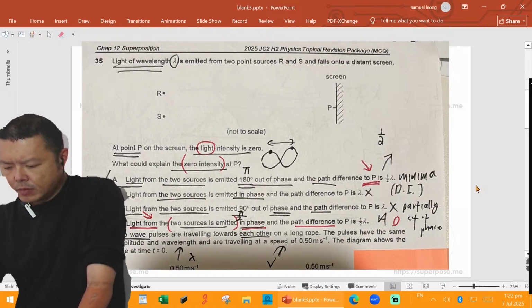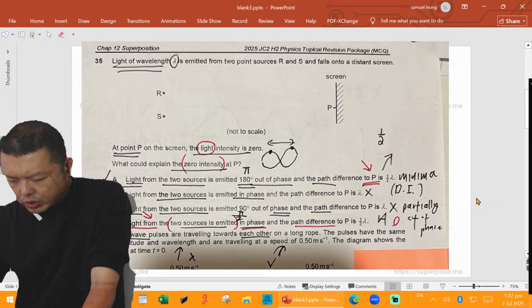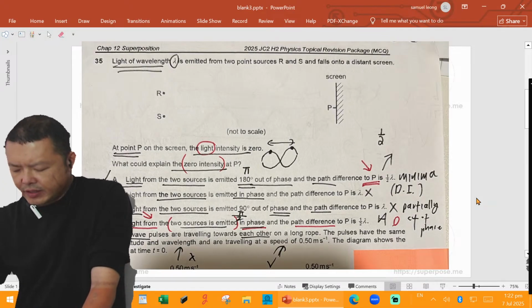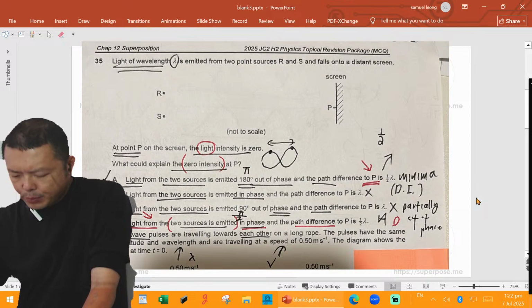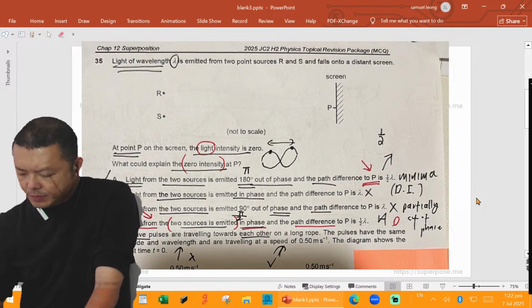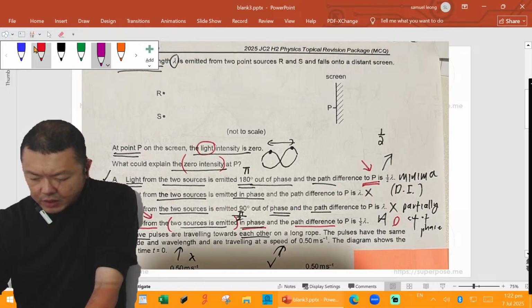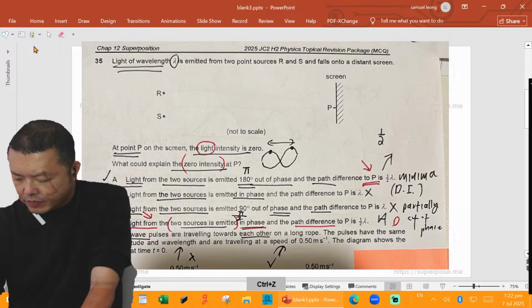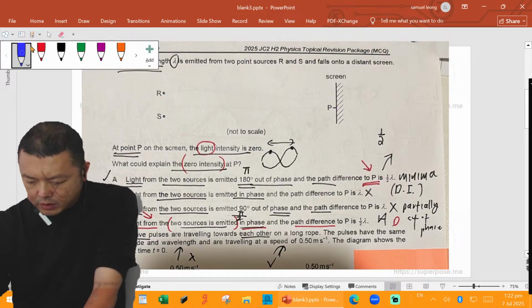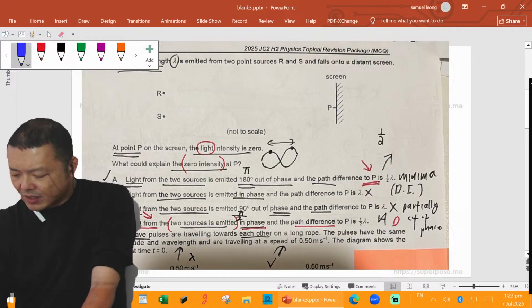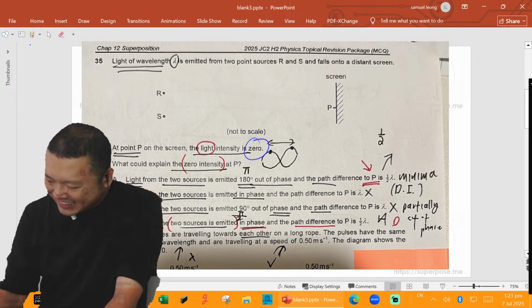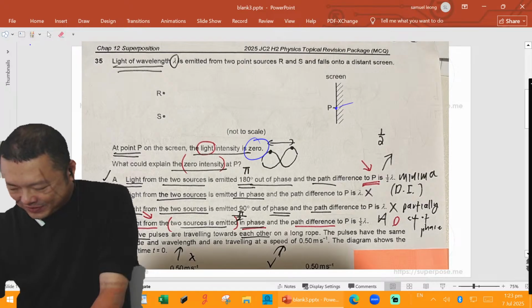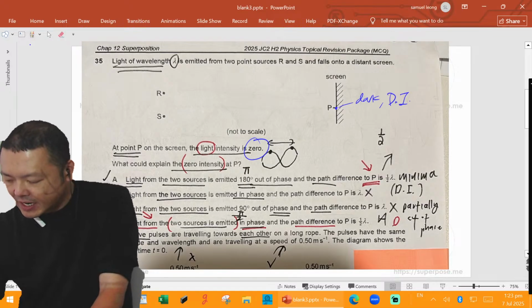Oh, okay. So they're saying that two sources fall on the screen and they tell you that the light intensity is 0. So at first point, this is what? Destructive interference, right? So light intensity is 0. I'll circle 0. So this is the dark fringe. This is a destructive interference, DI. Okay?